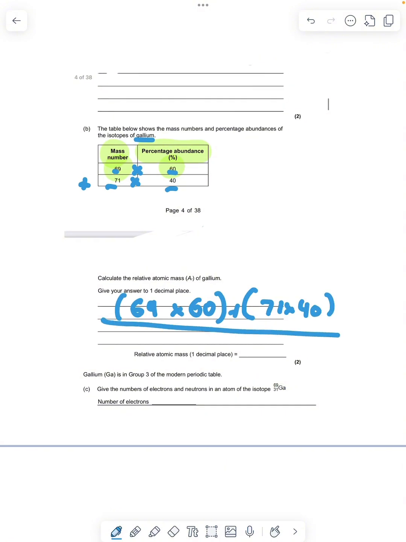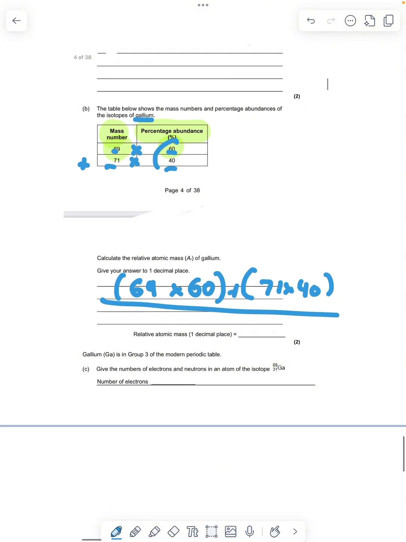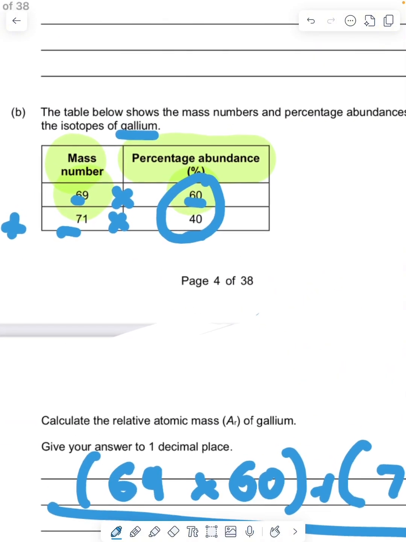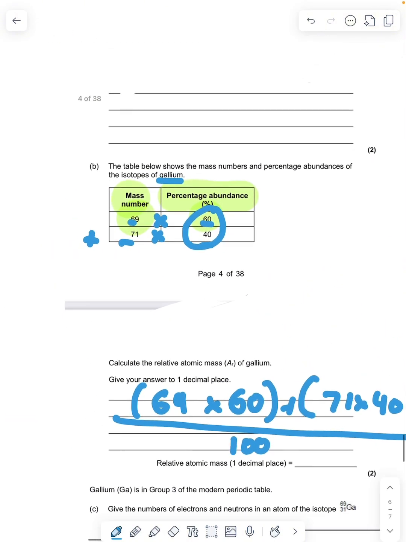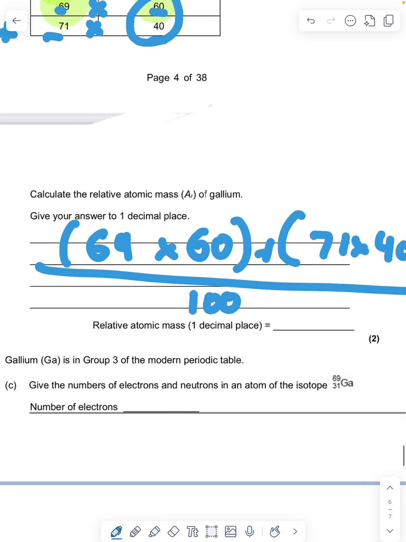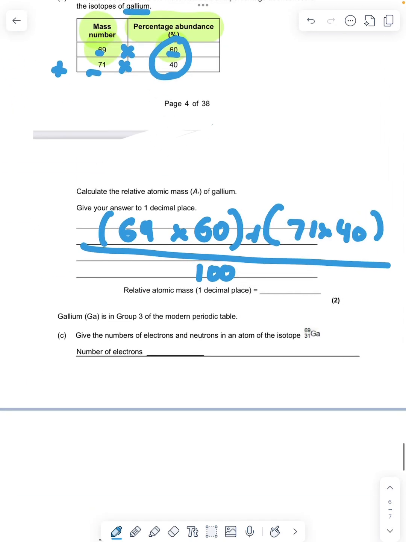Divided by the total. Now you'll notice here that the total, 60 and 40, adds up to 100. And that's the case every single time on these questions. So times the first two numbers together, add them to the next two. Just do this until you run out of things to do this with. So times the two numbers together, added to the next two, divided by 100. That's it. You can whack this into your calculator all at once.